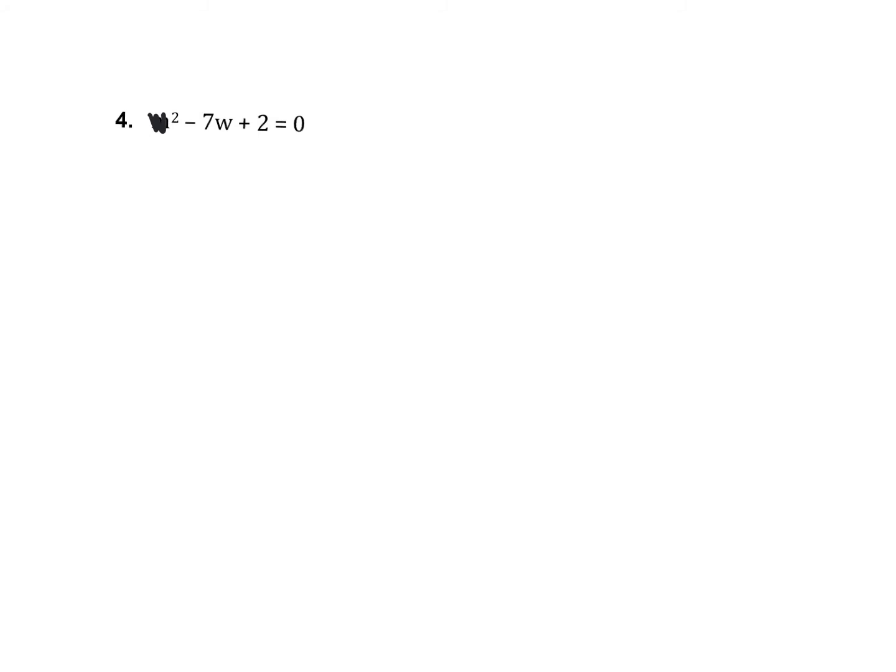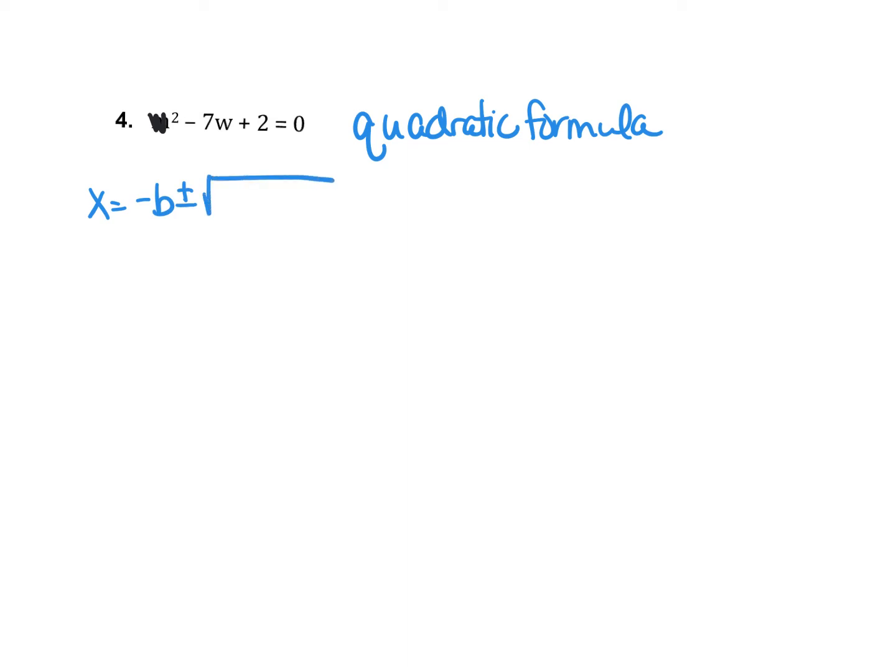And remember, for the quadratic formula, x is equal to negative b plus or minus the square root of b squared minus 4 times a times c, all over 2a. And so the first thing we would want to do is identify a, which is equal to 1, b is equal to negative 7, and c is equal to 2.